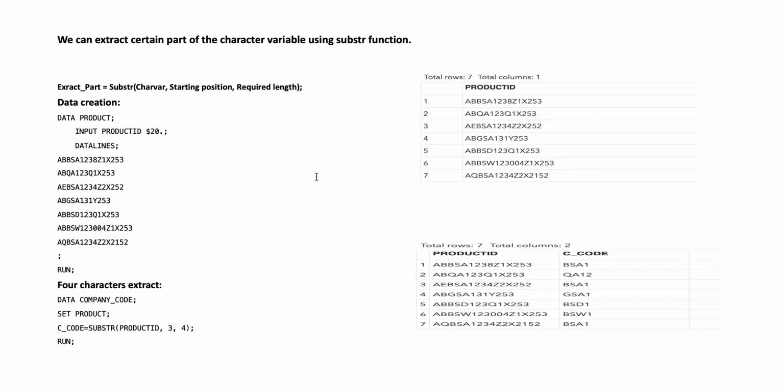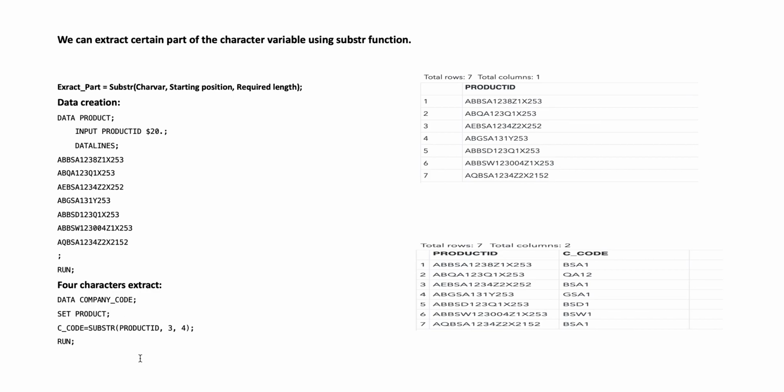To explain this question, we have two sets of code. The first set of code creates data, and the second set of code extracts a certain part of the character variable. In the first set of code, the data set name is product. It has one variable, product ID, and 7 rows. When we run this first set of code, the result is obtained as shown on the right side of the window. This first table represents the result, which has one variable, product ID, and 7 rows.